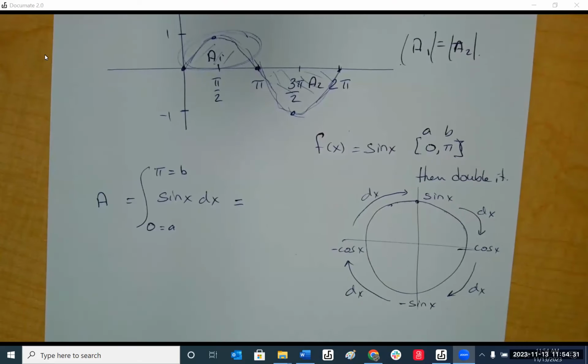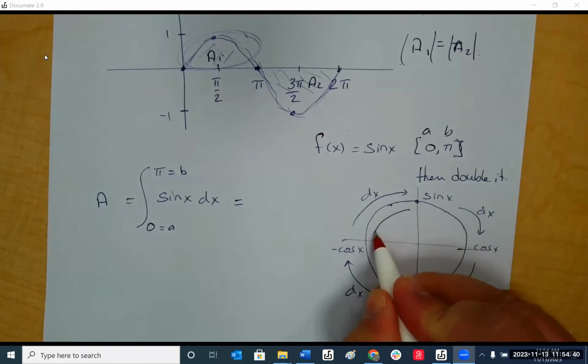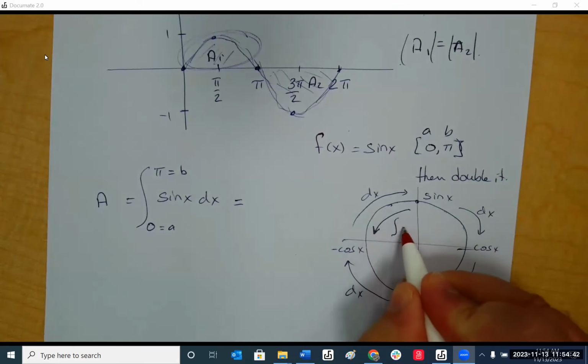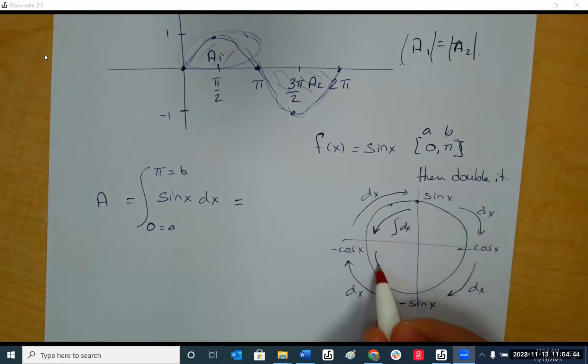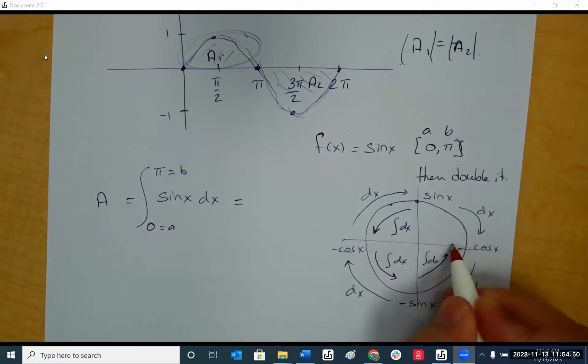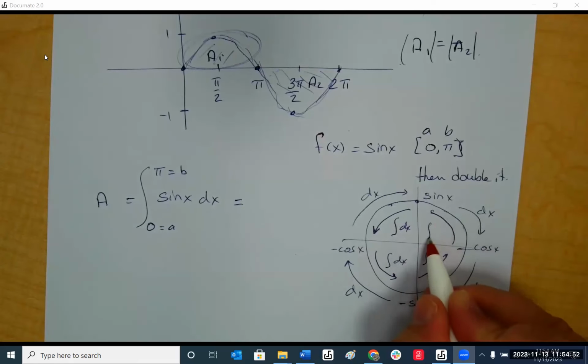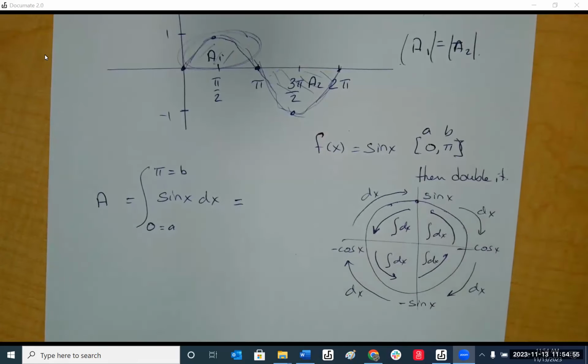Because that's what we call it, the antiderivative. It's the opposite of a derivative. The integral is backwards. So the integral goes this way. The integral is called the antiderivative.